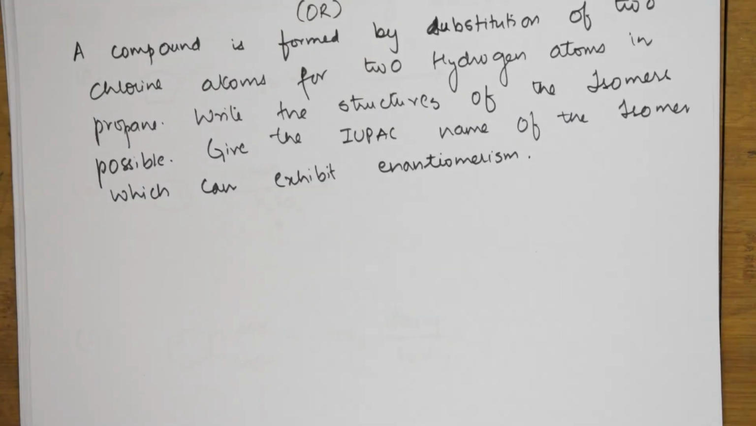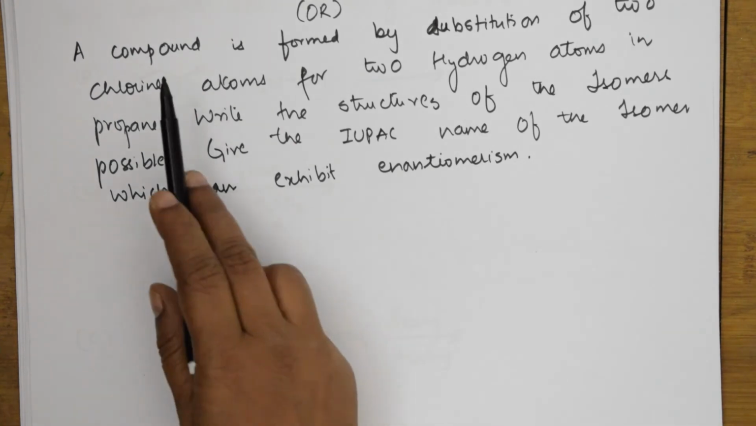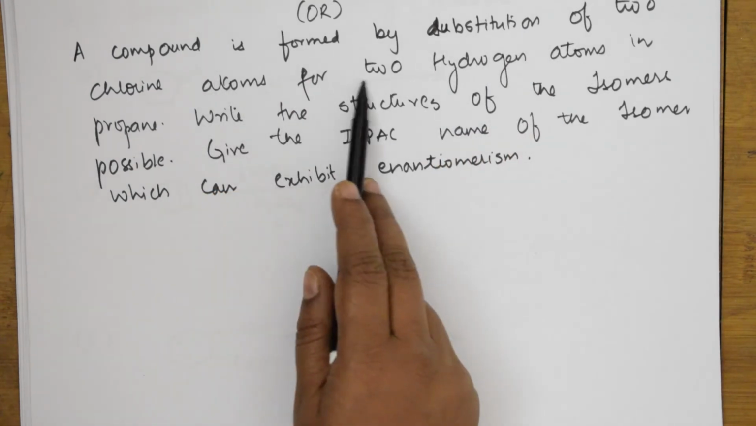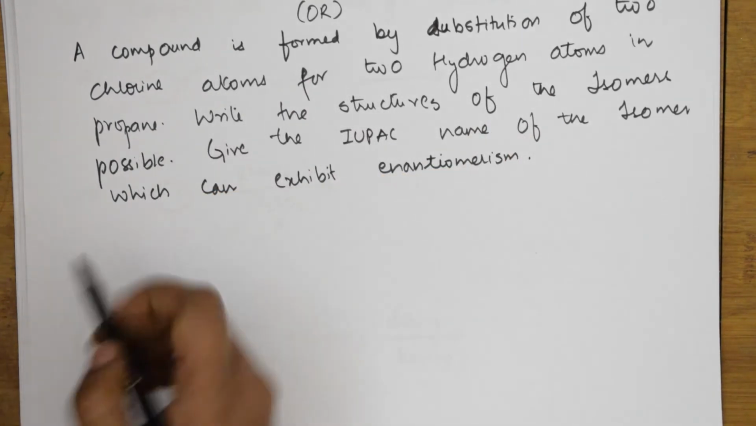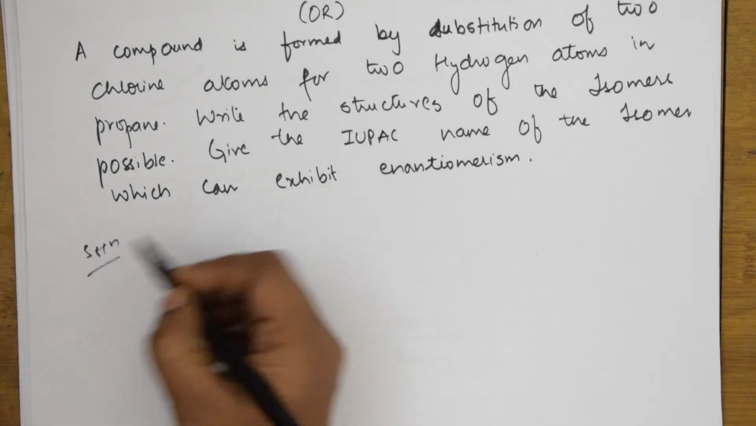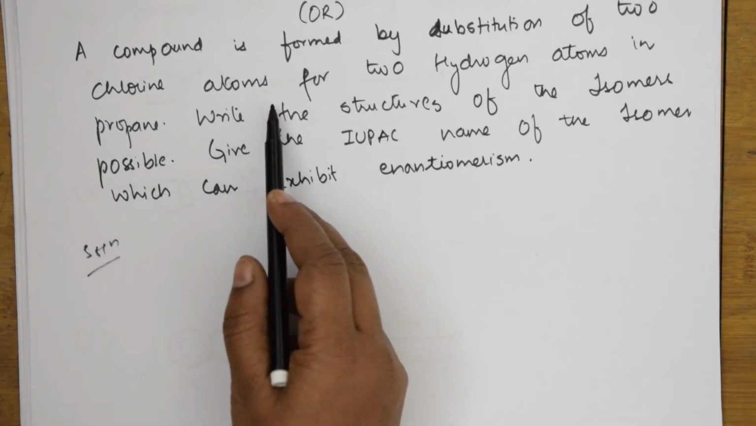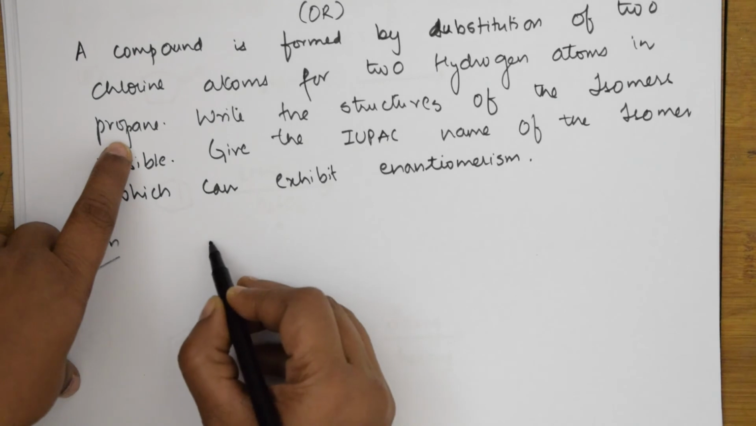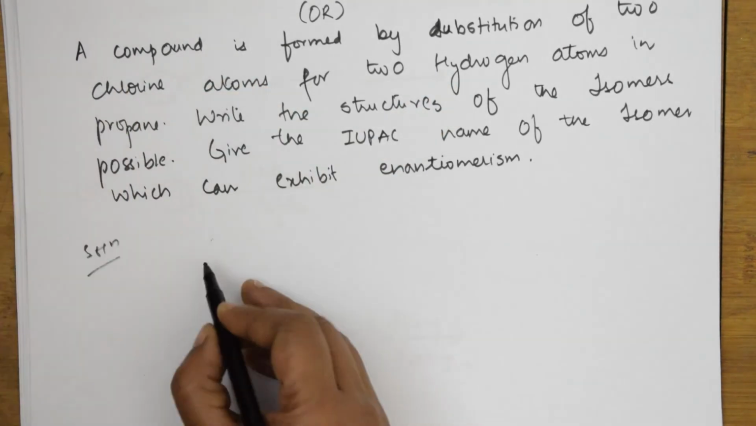Right? So there is an OR question for this. Right? What do they give us? Let's read. A compound is formed by substitution of 2 chlorine atoms for 2 hydrogen atoms in propane. Okay, so there's a compound itself. It is formed by substitution of two chlorines. They have substituted two chlorines for two hydrogen atoms in propane. Let's take propane, but remember you have to substitute two hydrogens for two chlorines.